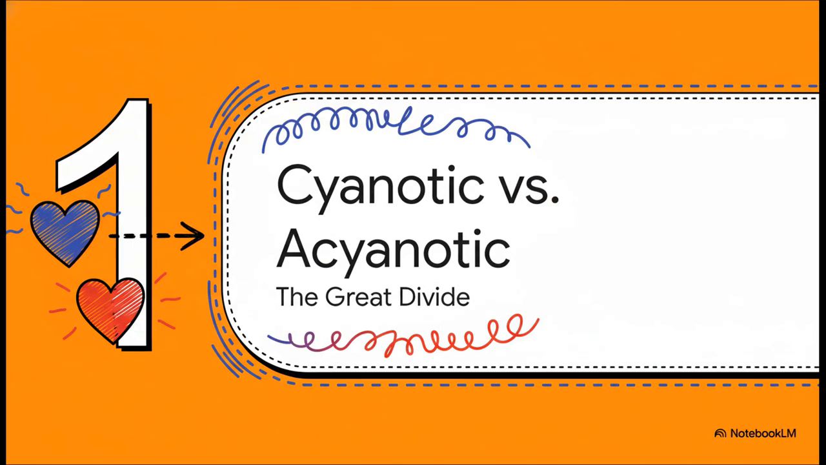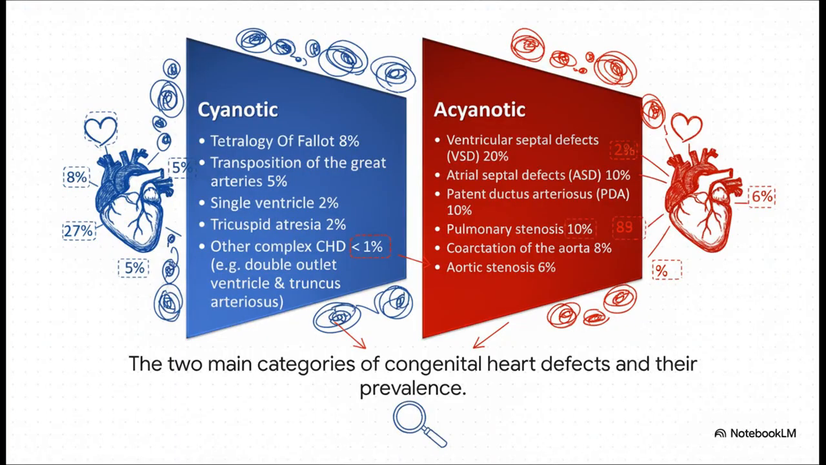Right, this is probably the most important concept to get your head around. To really understand congenital heart defects, you need to know about the two main groups they're split into, cyanotic and acyanotic. Getting this distinction is pretty much the key to unlocking everything else. And this image lays it all out beautifully. You've got the cyanotic defects on one side and the acyanotic ones on the other. As you can probably tell just by looking at the list, the acyanotic defects are generally a lot more common, and they're the ones we're really going to focus on today.